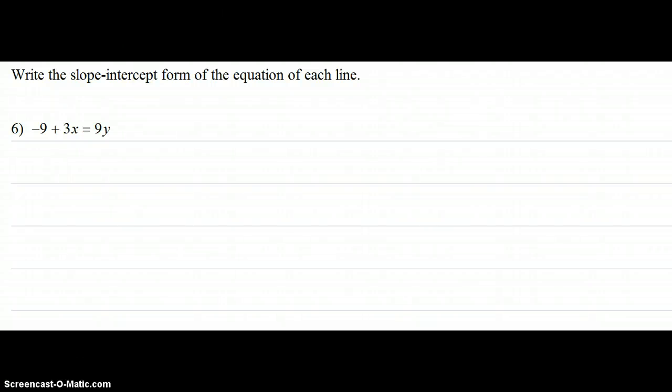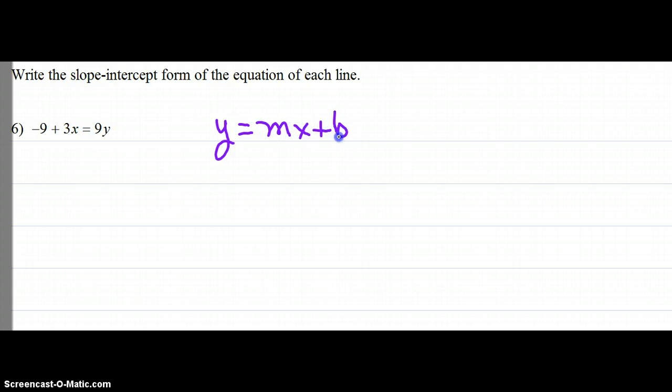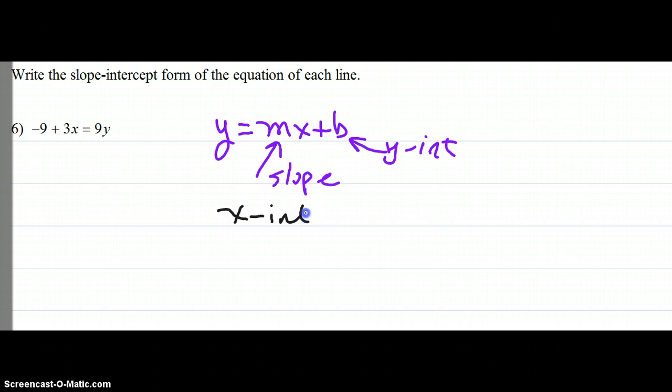Now you guys have seen these problems before. We're given an equation and we're asked to find the slope, or the y-intercept, or the x-intercept. So I just want to remind us how to do that. Most of us know y equals mx plus b. This is our y-intercept. This point here is our slope. What you might forget is that the x-intercept is when y equals 0.